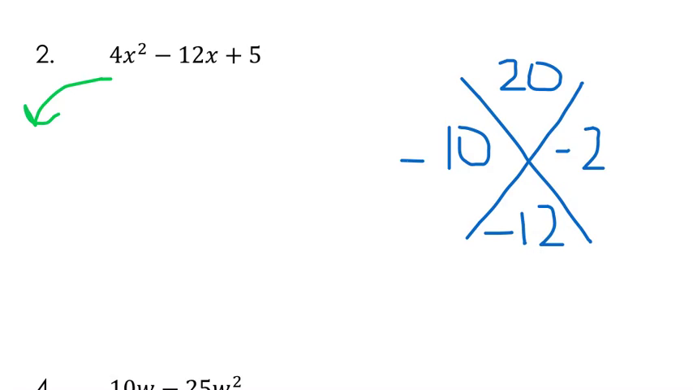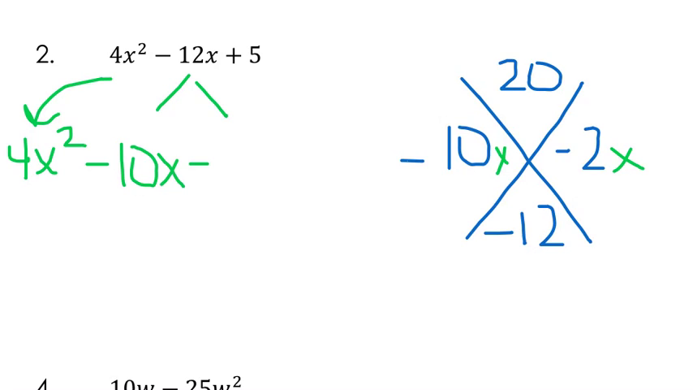So we'll bring down our A term. We got 4x squared. Then break up that B term using those two numbers we just came up with. This is what these are used for, right? So remember, the x goes with these because they're from my b term. I'm going to break it up and see my negative 10x, my minus 2x, and then lastly I'm going to bring down that c term, which is my plus 5.